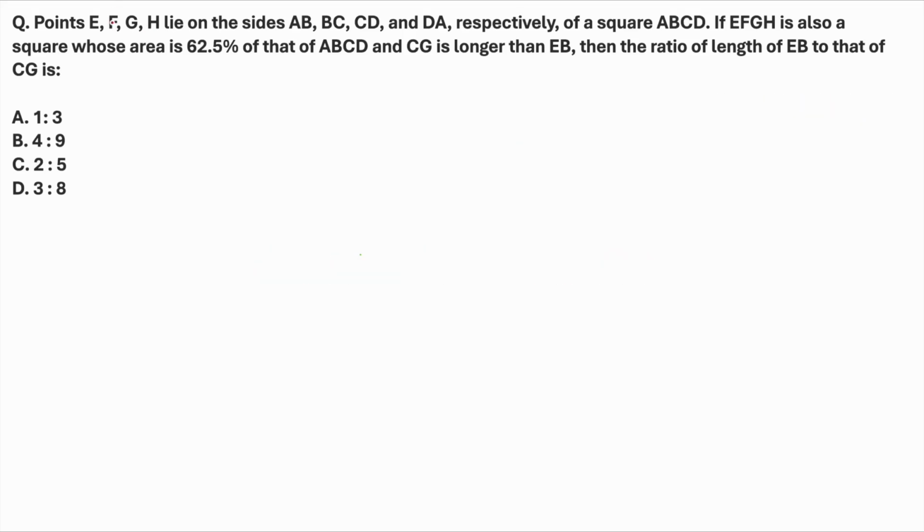So the question reads, points E, F, G, H lie on the sides AB, BC, CD and DA respectively of a square ABCD. If EFGH is also a square whose area is 62.5% of that of ABCD and CG is longer than EB, then the ratio of length of EB to that of CG is.